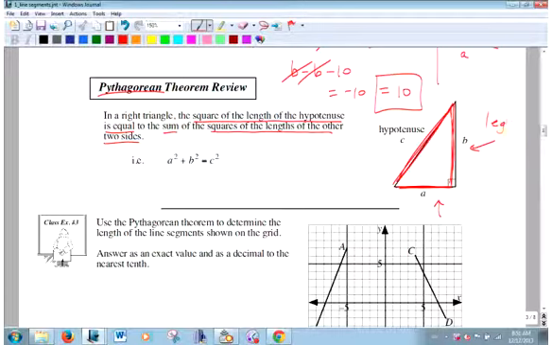Yeah, legs. Okay, if you see that, that's what they mean. That's a leg, that's a leg. I didn't come up with the name, okay? Someone else did, but we all are stuck with it. That's a hypotenuse. It's always the longest side. It's always the side opposite the right angle.